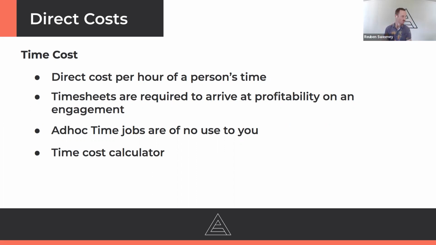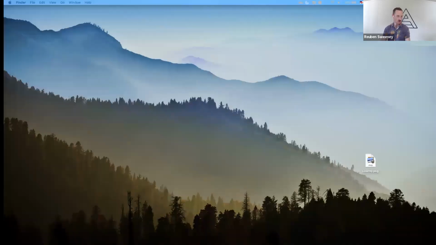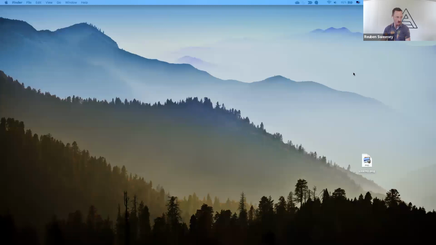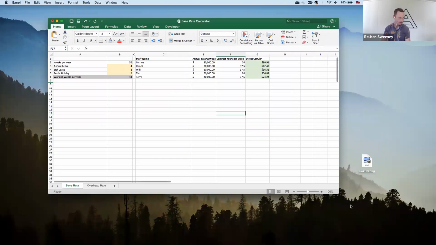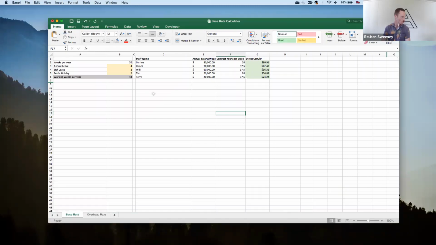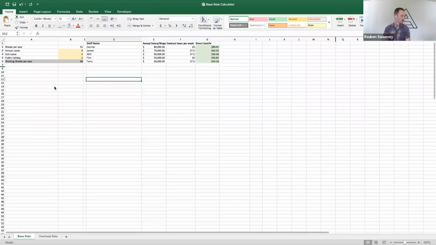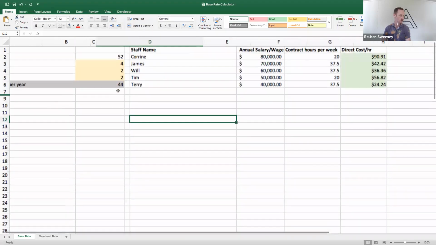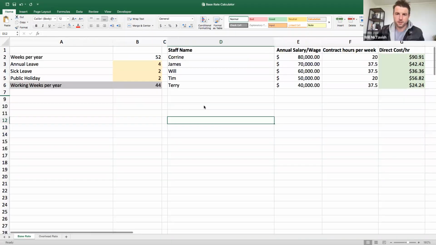Yeah. Cool. Time cost calculator. I'm going to show you this right now, and I'll send this to everyone who registers and everyone on this webinar. So let me just share my screen here. Cool. All right. Let me just make that a bit bigger for you. Can you see my screen, Will? Yes, I can. Looking good.